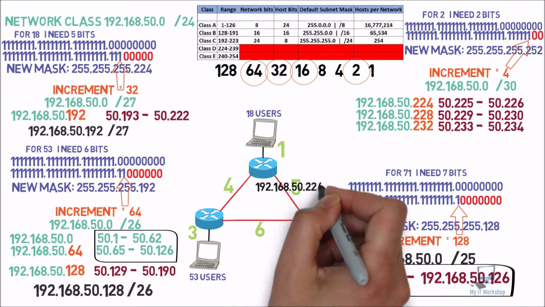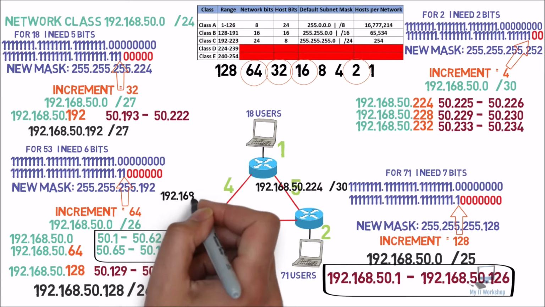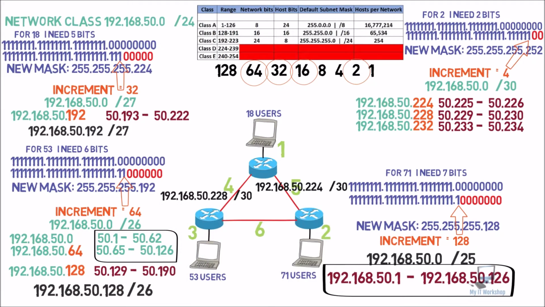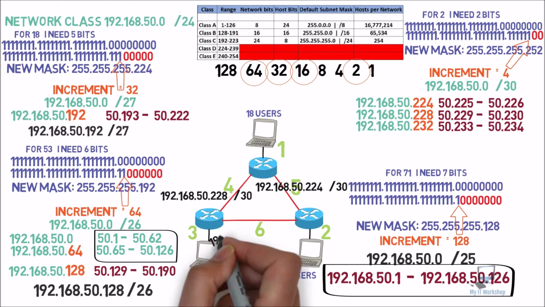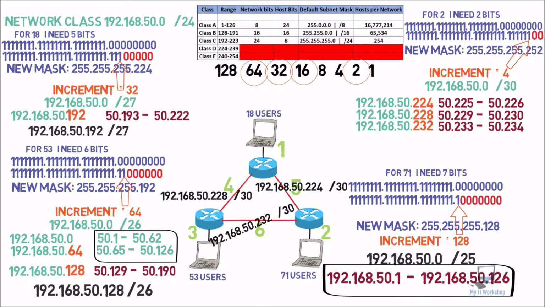assign them. You don't have to do it in any particular way. You can put anyone because they are the same size. So it doesn't make any difference how you distribute them. The point is the networks 4, 6, and 5 need 2 hosts each. So with a mask of 30, you are going to have 2 usable IP addresses per network.